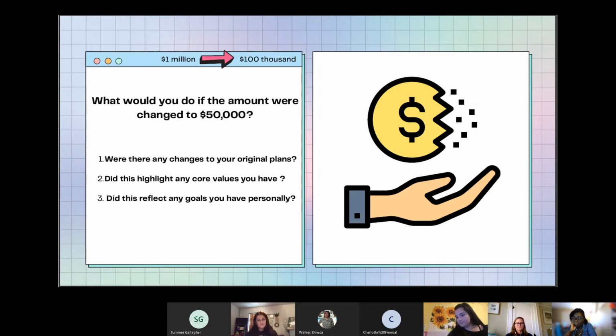I think also it reflects my goals personally because there are still other things that I can do, such as I can still travel, I can still cover debt. I would also be able to, I guess, probably consider more down to earth decision making processes. So like buying a house in Florida is way more expensive than buying a house in Ohio. So that can still happen in certain ways. Okay, anyone else?